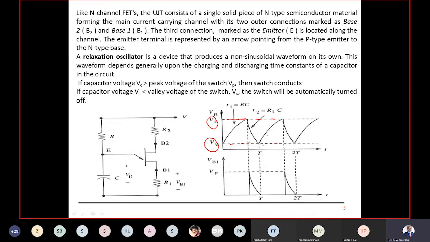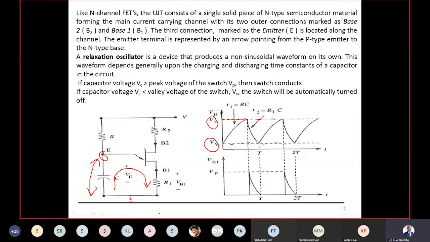It's very simple. Peak voltage is similar to the latching current of the SCR. In the SCR, you might have studied latching current, above which my SCR turns on. Same thing, my peak voltage. When the emitter voltage approaches peak voltage, then the switch starts conducting. When it starts conducting, the capacitor discharges. When I say emitter voltage, it is nothing but the capacitor voltage with respect to the ground point. This is my common point.